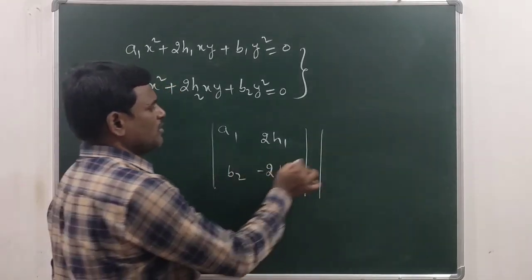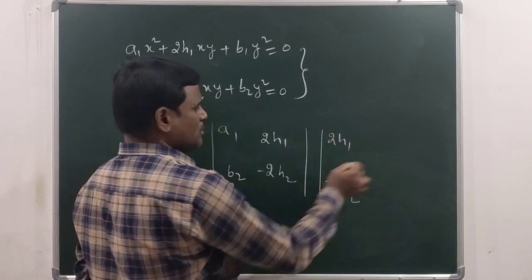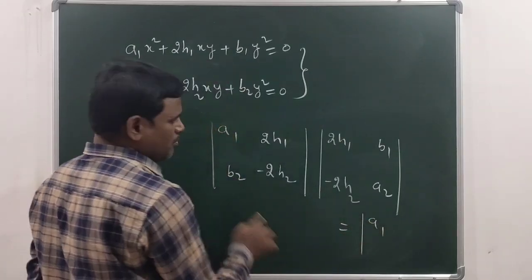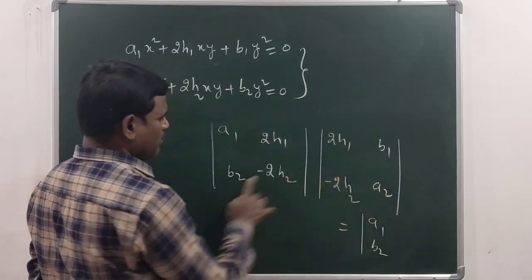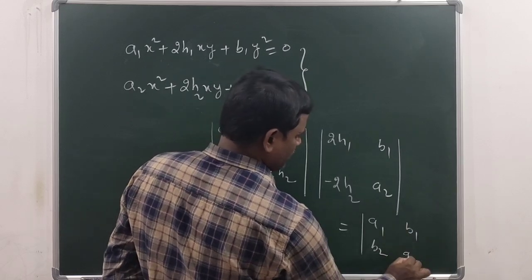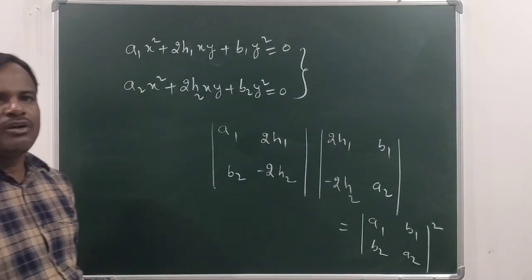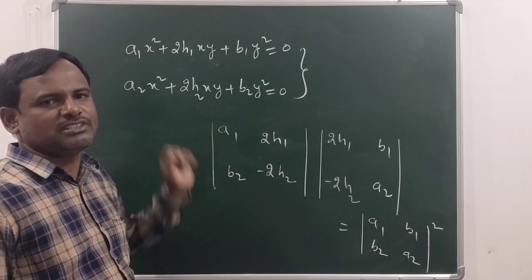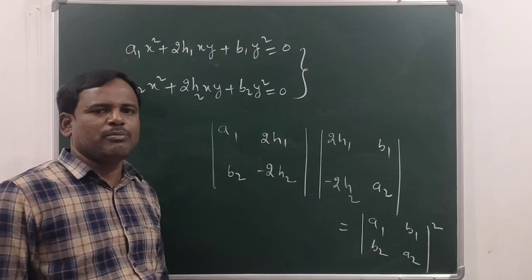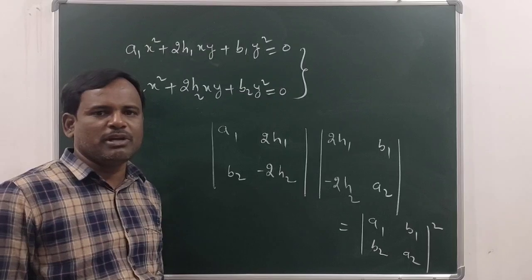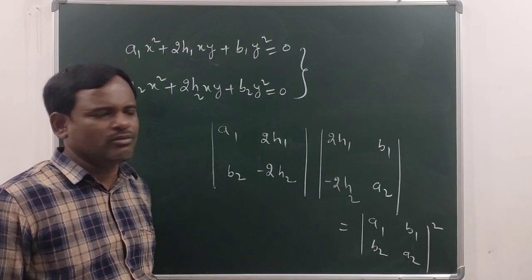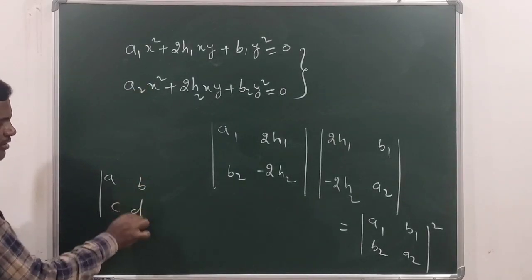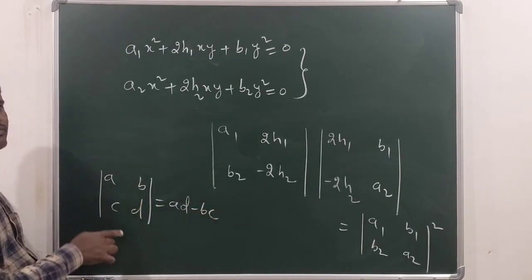Here 2h1, here minus 2h2. So here b1, a2, which is equal to the right side: determinant of a1, b2, a1, a2, b1, b2, b1, a2 whole square. Okay, students, you use this condition whenever one of the lines represented by this is perpendicular to one of the lines represented by this. Same as the previous one, among those 6 constants, 5 will be given, and one unknown value they will ask us to find. In such a case, use this condition. These are 2 by 2 determinants. You know how to find a 2 by 2 determinant, which you learnt in matrices: ABCD gives AD minus BC. Okay, students.